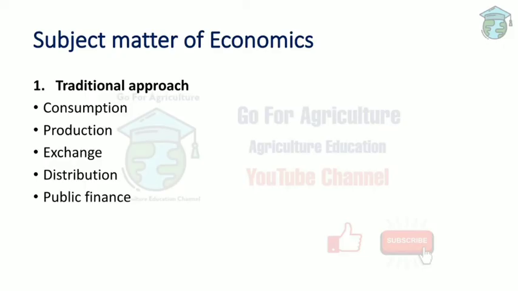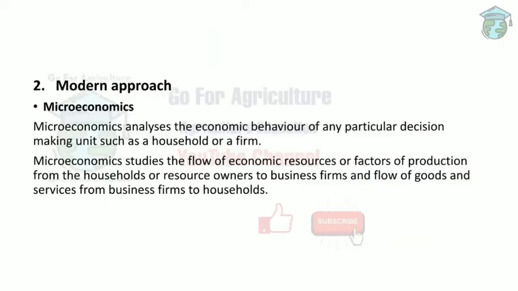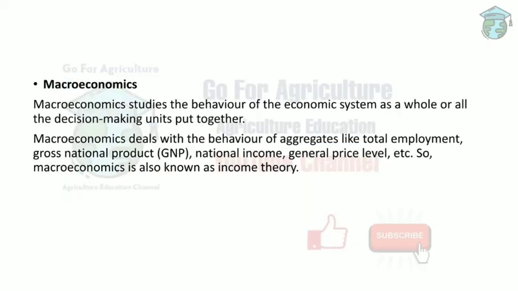So these are the basic traditional approaches: consumption, production, exchange, distribution, and public finance. Next are the modern approaches. There is microeconomics and macroeconomics. Microeconomics studies the behavior of any particular decision-making unit, like a household or a small business. In the case of macroeconomics, it tells us the behavior of the whole economic system.